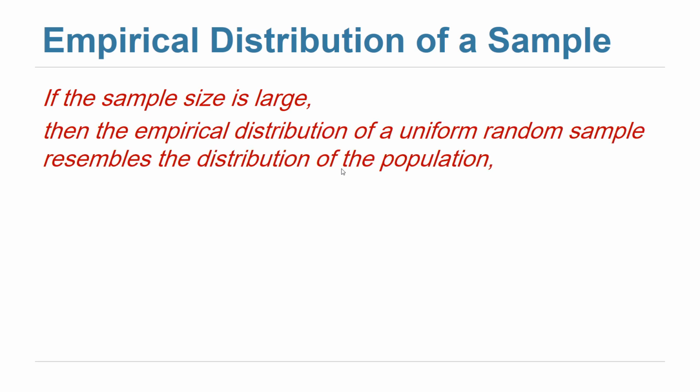This is exactly what we will say now in this slide, talking about distributions. If the sample size is large, then the empirical distribution of a uniform random sample resembles the distribution of the population. Which means that the empirical distribution will be very close to the theoretical probability distribution. Of course, with high probability. It might not be very close at the end, just by chance, but with very high probability, as the sample size increases, you will get a distribution that is very close to the probability distribution.